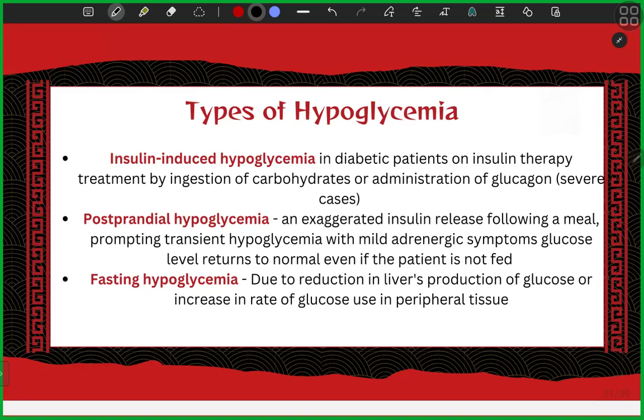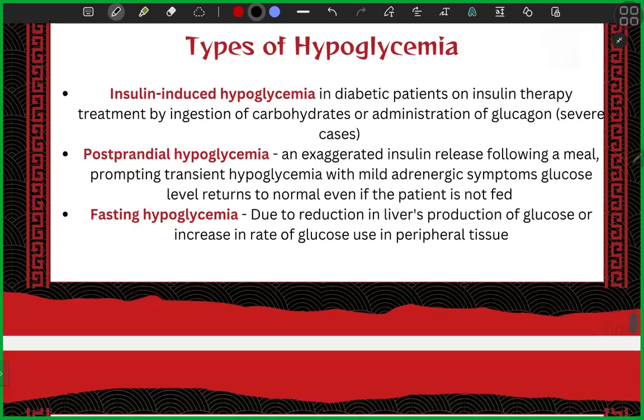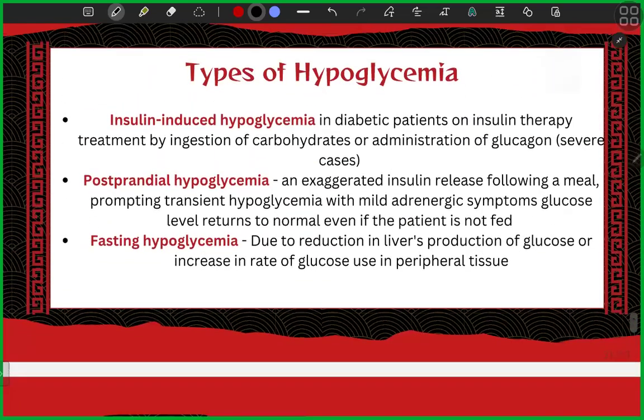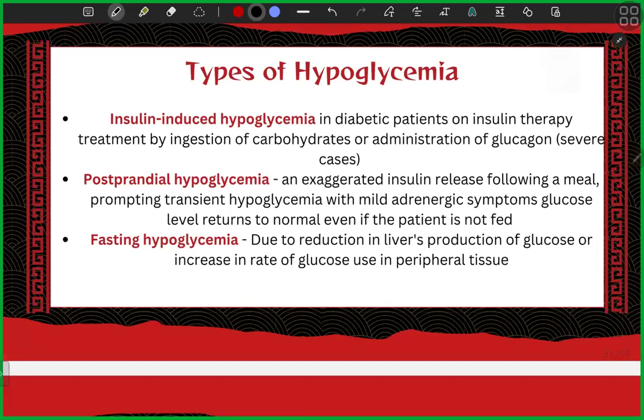This is not the normal one, but I guess it most often happens because you don't eat enough, so you don't have enough glucose, and your glucose decreases in the peripheral tissues. To summarize: insulin-induced hypoglycemia also happens in diabetic patients. Because you have a lot of insulin, your normal blood glucose falls. Postprandial: you eat and your insulin increases to an exaggerated level, which is why your blood glucose goes down. Fasting is just because you did not eat enough, so you don't have enough glucose.